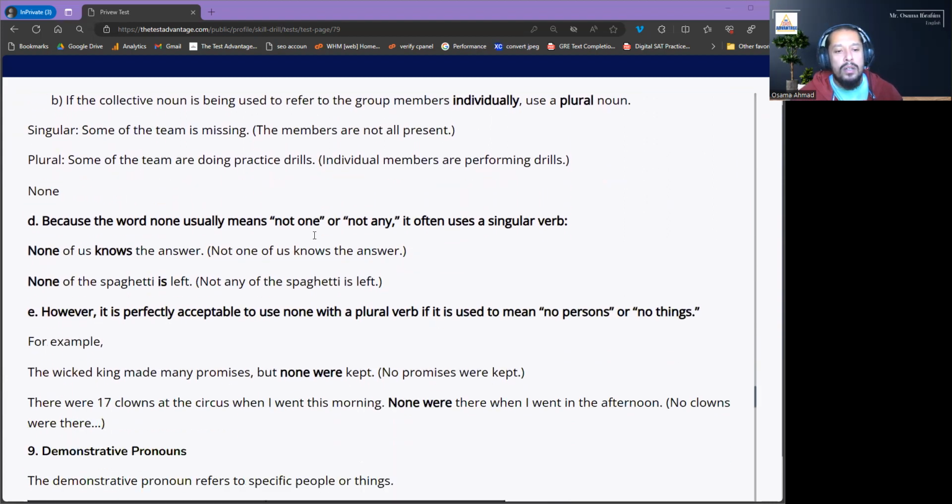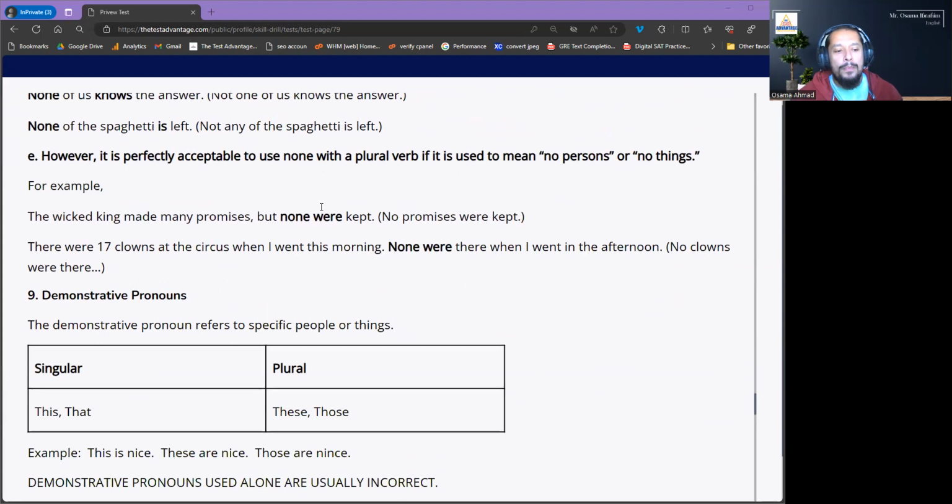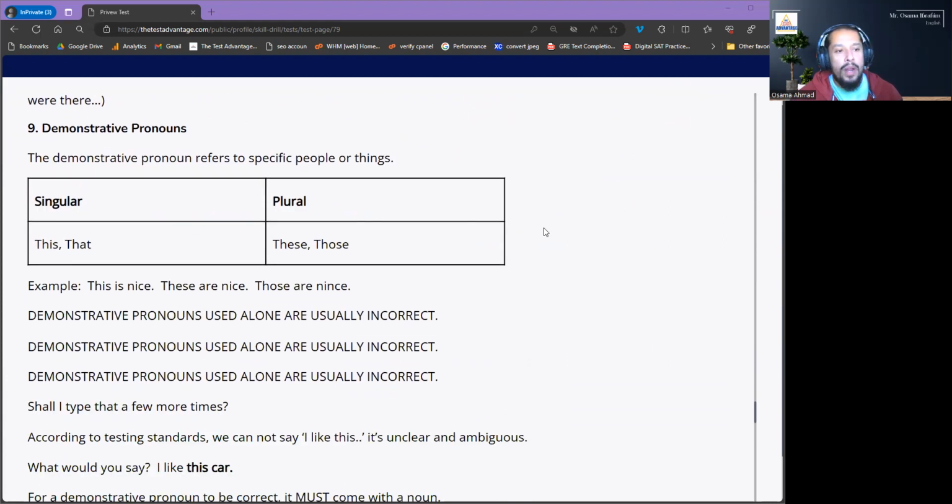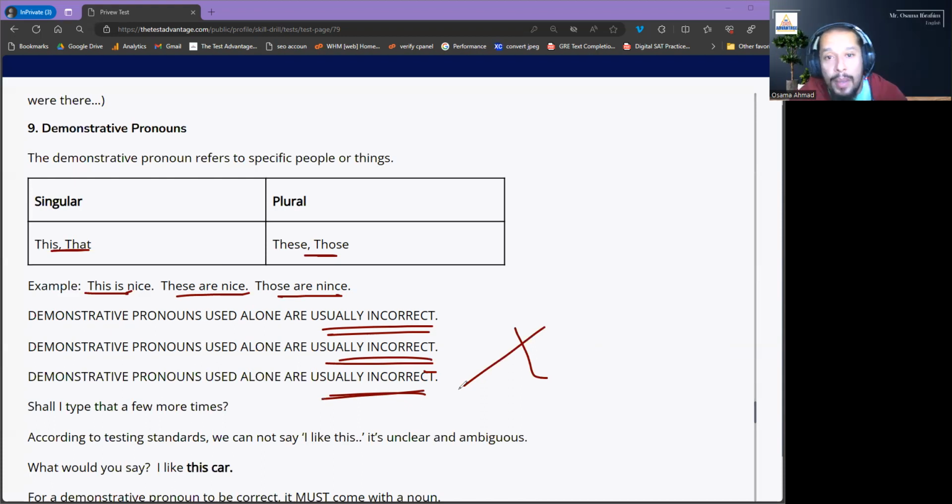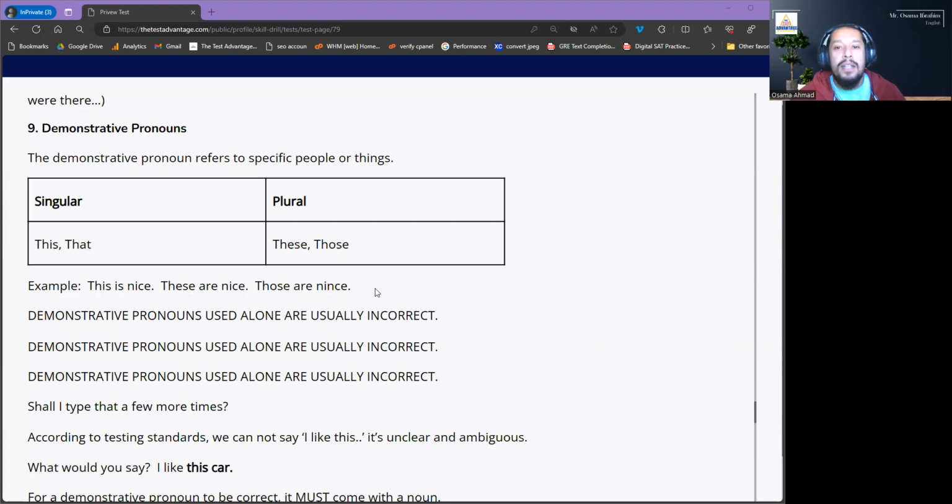That's it there. Okay. Demonstrative pronouns, number 9. Demonstrative pronouns. We're almost done. This, that, these, those. غلط. This is nice. These are nice. Those are nice. These are usually wrong. سمعتوا ولا لا? They're usually wrong. لازم يجي بالاسم. It needs to come with a noun. So لو لقيت this, that, these, those, حتى لو أنا فاهم قصدهم إيه, identify as incorrect.